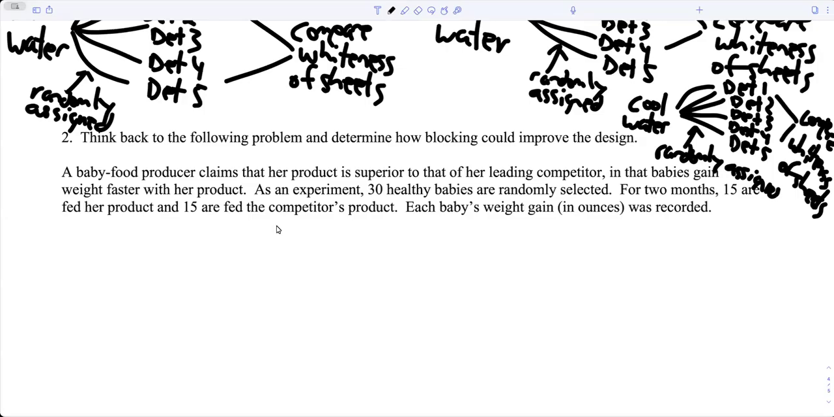Let's do the second part of the notes. So it says, a baby food producer claims that her product is superior to that of her leading competitor and that babies gain weight faster with her product. And so we did an experiment with 30 healthy babies. And we want to see if we could improve this by blocking. So there's a number of different ways that we could do this, but how might we block to improve the design?